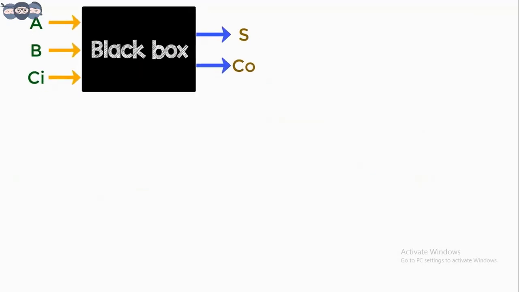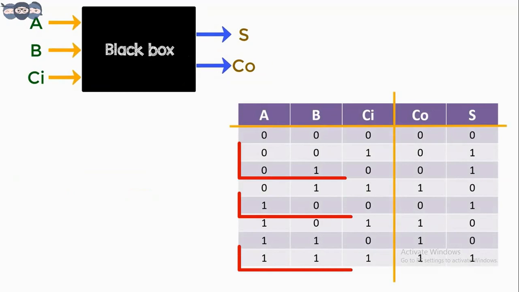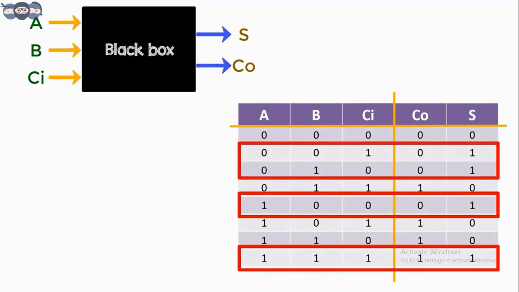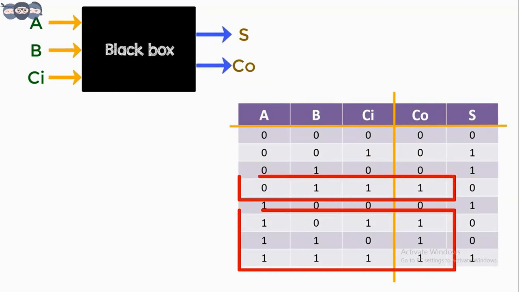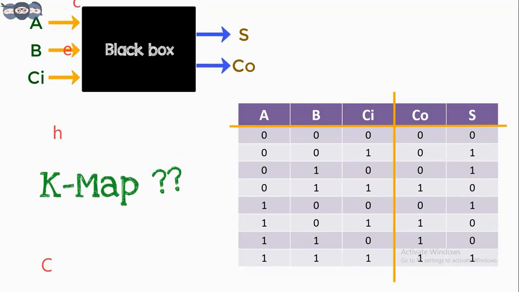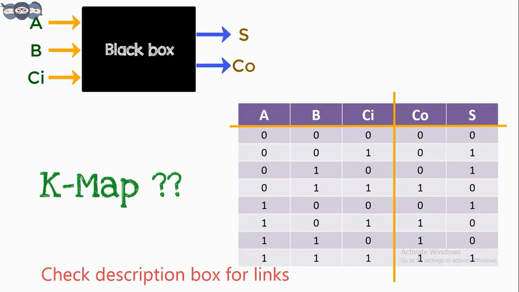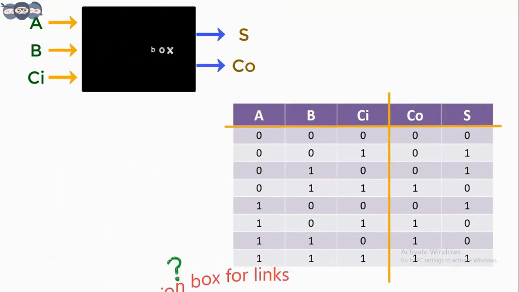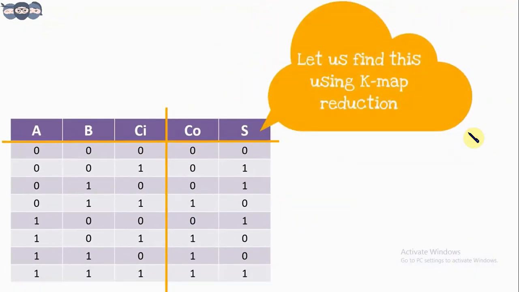The truth table for the full adder is also shown here. We can see that the output of sum is high whenever there are an odd number of high inputs, and the Co bit is high if at least 2 inputs are high. We will try to derive a Boolean equation for the outputs using K-map. If you have a doubt regarding K-map reduction, there is a video link in the video description that might help you. Let us start by finding out what makes up the S bit. On performing reductions using K-map, we find that S is obtained by XORing A, B and Ci.